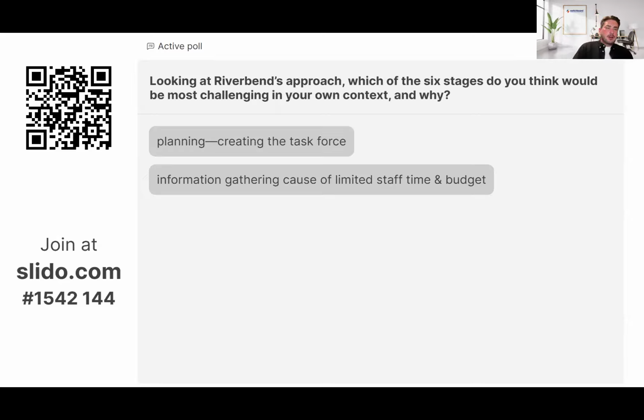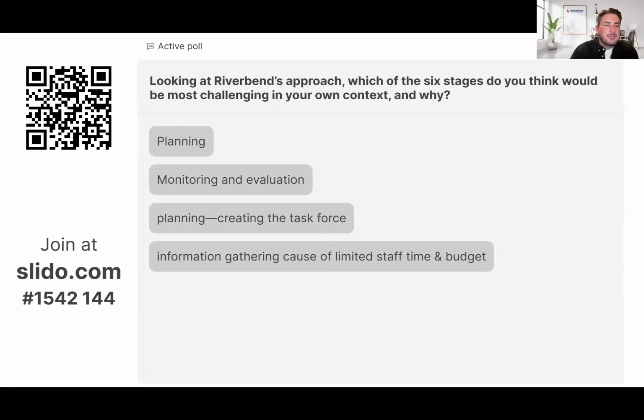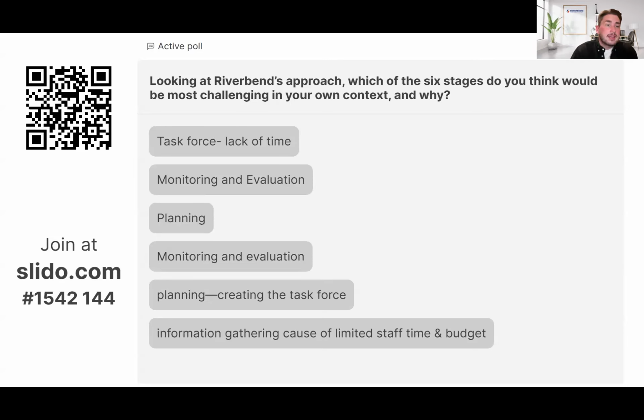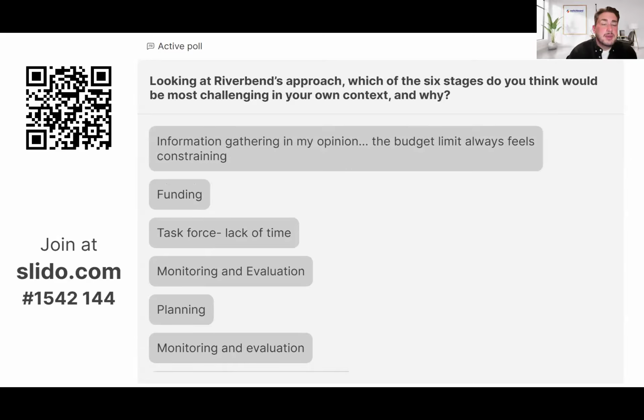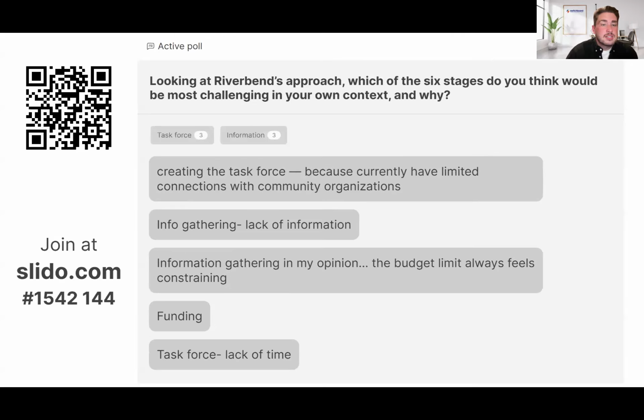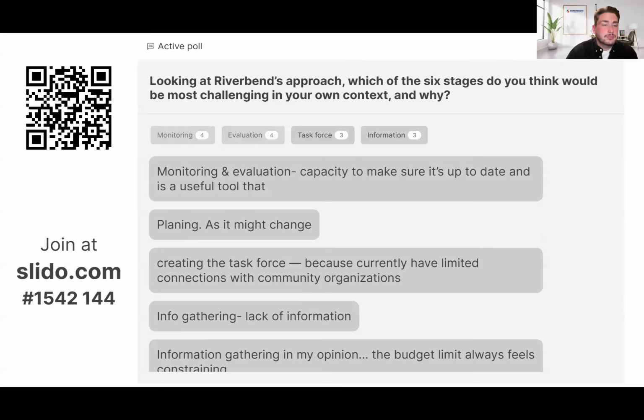Okay, planning, the planning part, creating the task force. Wondering if you'd be willing to share, follow up on why that might be difficult. Monitoring and evaluation, absolutely. Having the staff capacity to continuously monitor and evaluate the resource map, making sure that the resources are verified and up to date, absolutely. Yeah, with the task force, the lack of time, both the meeting time and the time to gather everyone together, find times that work for most folks as well. Finding a convener for that task force is also difficult when folks are spread pretty thin.